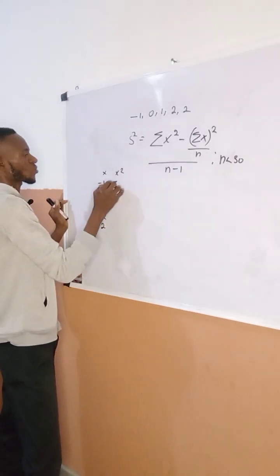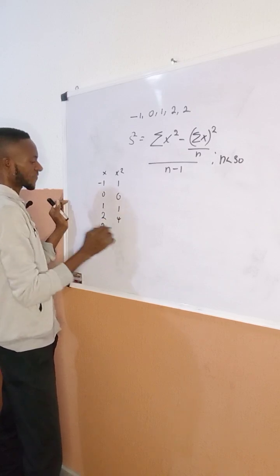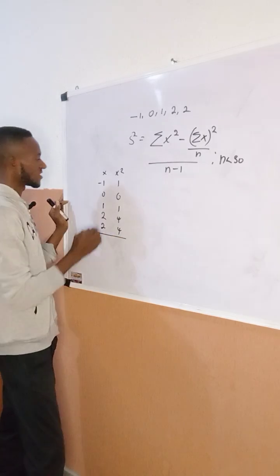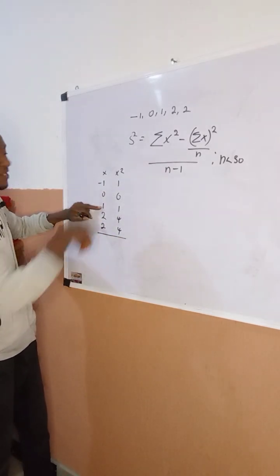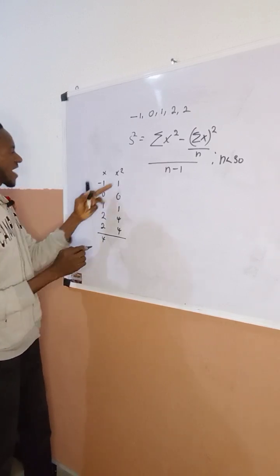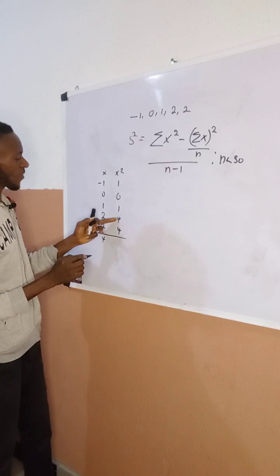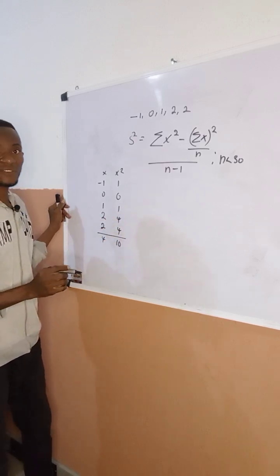Here I have minus 1 squared is 1, 0 squared is 0, 1 squared is 1, 2 squared is 4, and 2 squared is 4. So I will now sum this. Summing the x values: minus 1 plus 0 minus 1 plus 1, it has gone. So I have 2 plus 2, which is 4. Summing the squares: 1 plus 0, 1 plus 1, 2 plus 4, 6 plus 4 is 10. I have this to be 10.